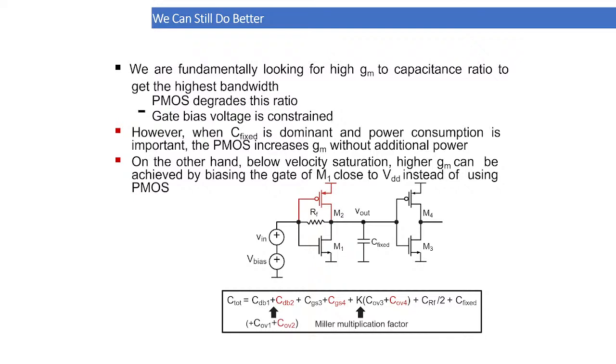On the other hand, below the saturation velocity, higher Gm can be achieved by biasing the gate of M1 close to VDD instead of using the CMOS. So that is the other point. So don't use CMOS; the gate biasing for M1 should be close to VDD. If you do that, then also we increase this.